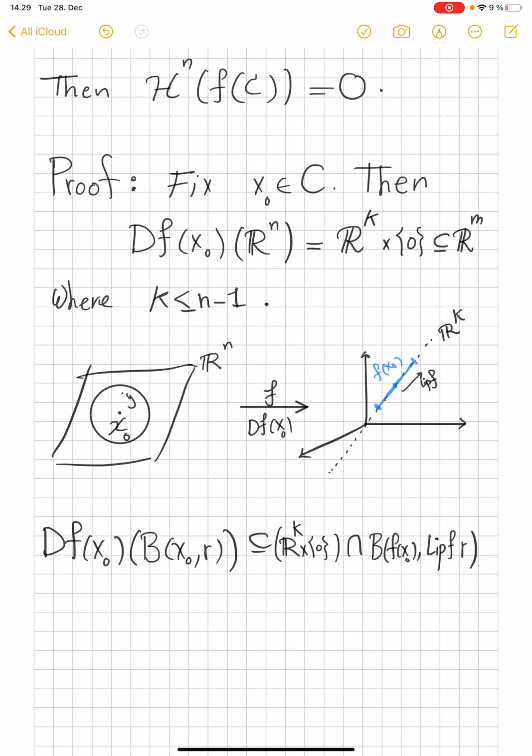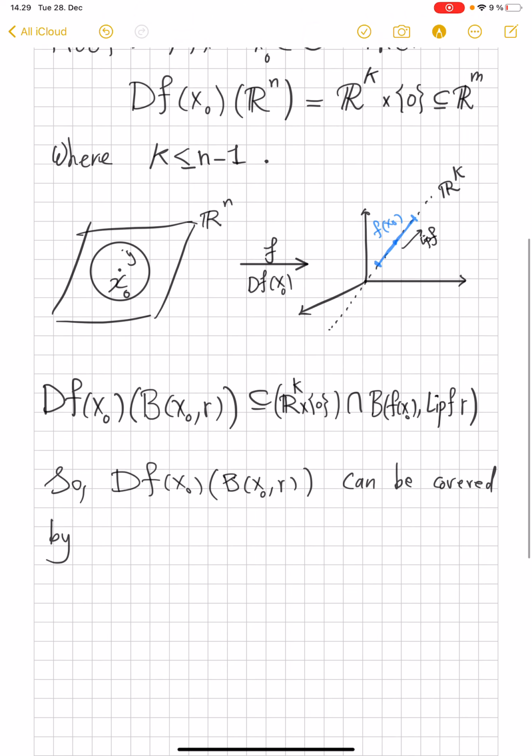Because now this is a k-dimensional affine space, we can subdivide this image. So the image of the derivative of f at x0 of this ball at x0 radius r can be covered by, you can put it into a cube of side length equal to 2 times Lipschitz f times r, and then you divide that cube into N to the power k little subcubes. So you divide each edge into capital N many pieces.